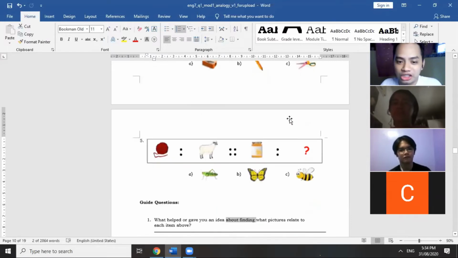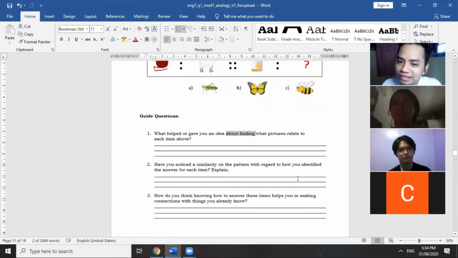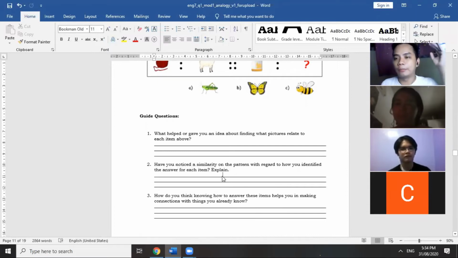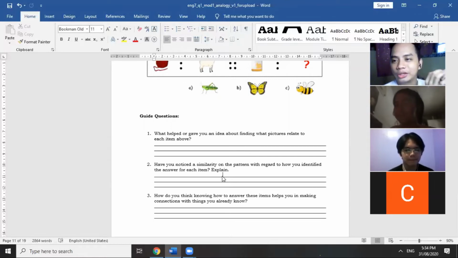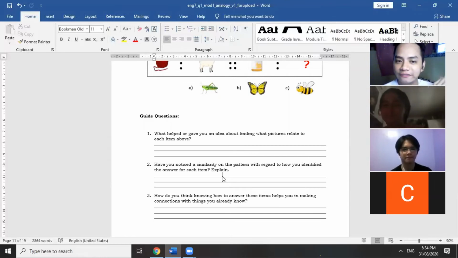Okay, number 2, have you noticed a similarity on the pattern with regard to how you identified the answer for each item? Like, what do you do on all the items for number 1, number 2, number 3, number 4, and number 5 that you think would help one to answer or to find out the picture for a set of an analogy? Dave, what do you think is the answer to that? Like, what's the common pattern that you observe as you answer different items under analogy?